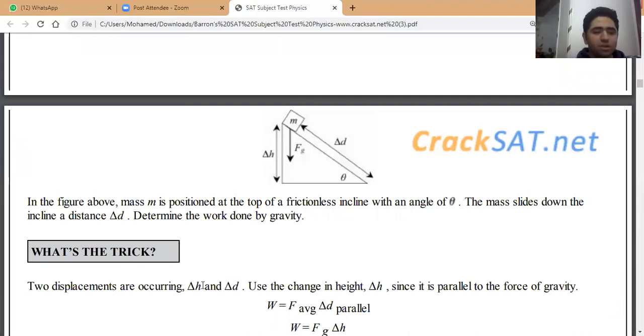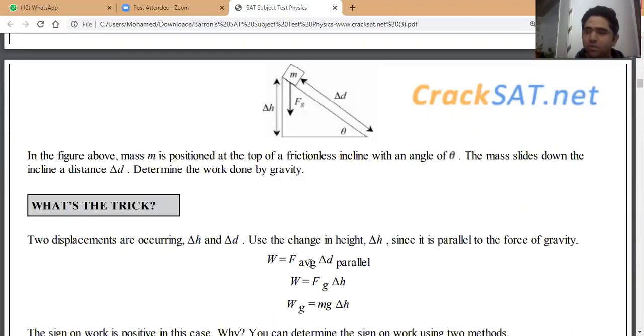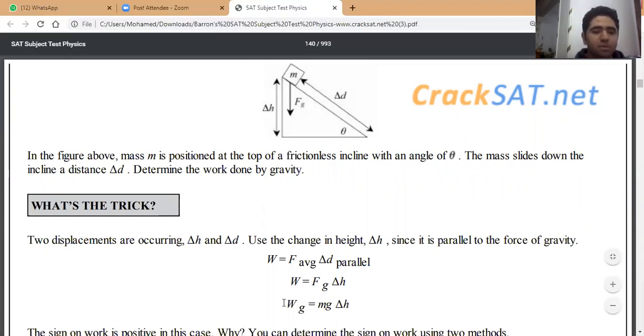Well, there are two displacements occurring as this object is falling. You can use either one. Okay, so this is what I mean. Work is equal to F average multiplied by the displacement parallel. So you can use either this or that. Here's what I mean. We need to find the work done by gravity.